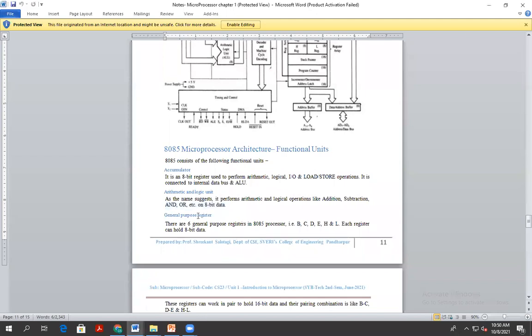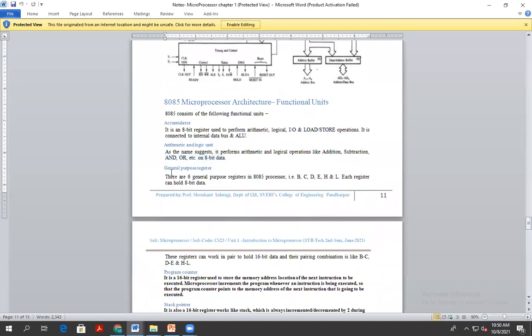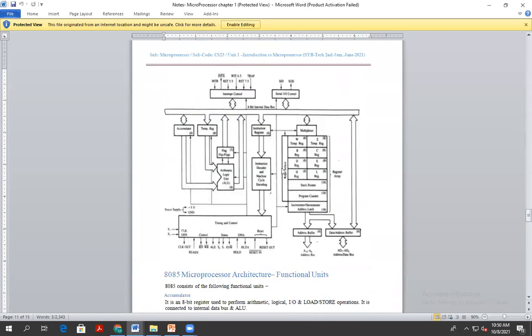Yes, fine. So here in the ALU, you have to use all the arithmetic and all the logical operations like AND, OR, XOR, NOT, NAND, all those things. Arithmetic means addition, subtraction, multiplication, division. All those things you have to do. Next is the general purpose register.